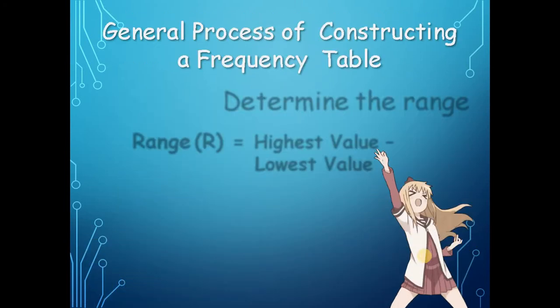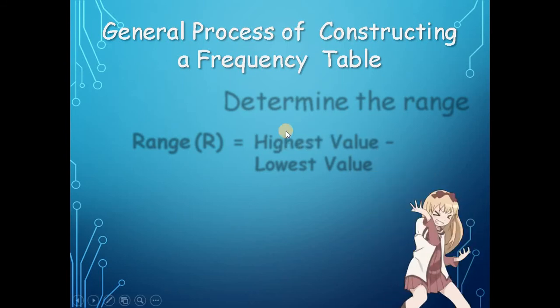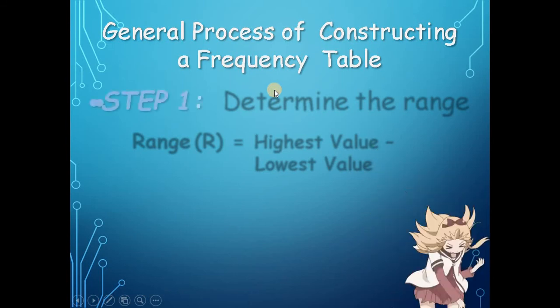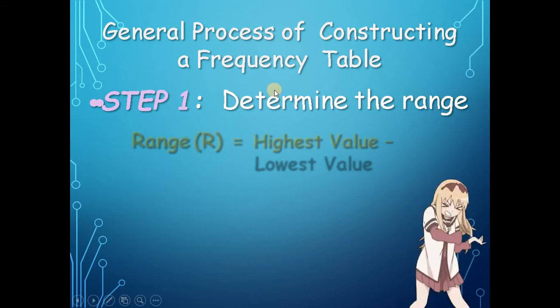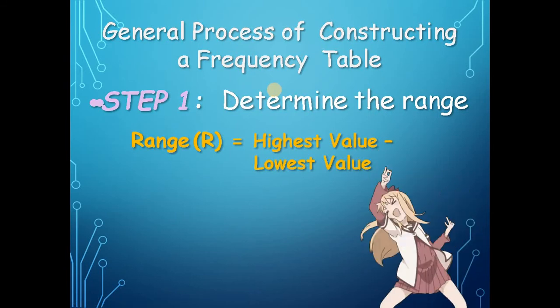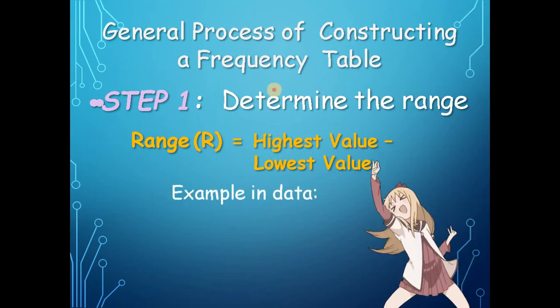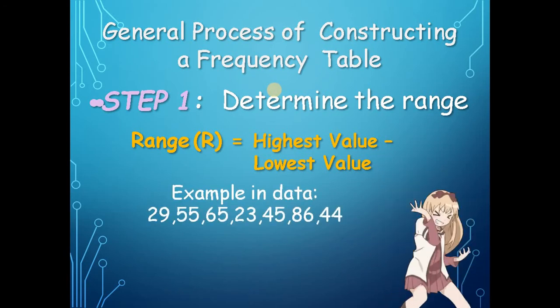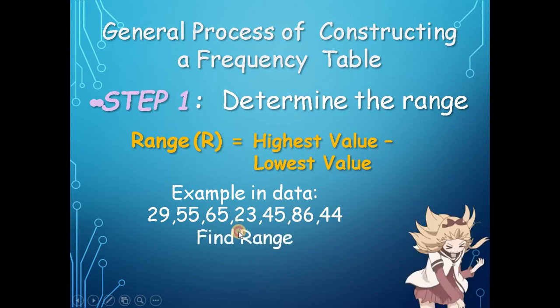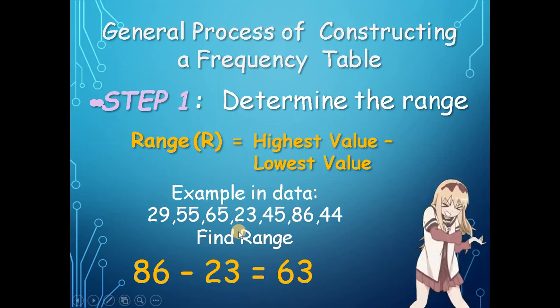Okay? So, as a review, what is the general process of constructing a frequency table? The first one, or step 1, is determine the range. Again, the range is highest value minus the lowest value. So for example, in this data, how do we get the range? Biggest minus smallest. So what's the answer? We have 63.